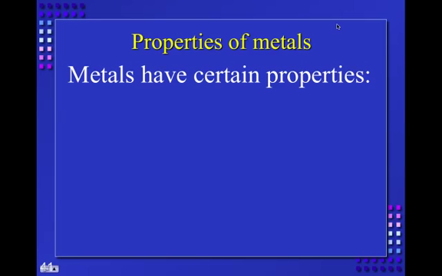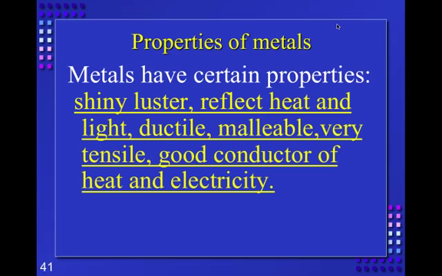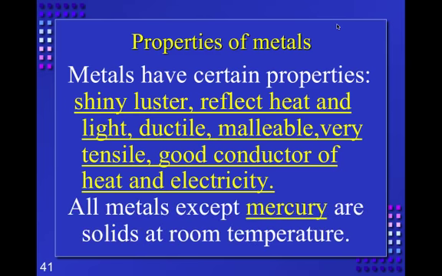Metals have certain properties. They are shiny. They should typically have a shiny luster. They reflect heat and light. They're ductile, meaning they can be drawn into wires. They're malleable, meaning they can be spread flat into sheets, and we can move them kind of like foil. Very tensile. They are good conductors of heat and electricity. That's why we make wiring for our homes out of it. That's why we make pots and pans out of metals.